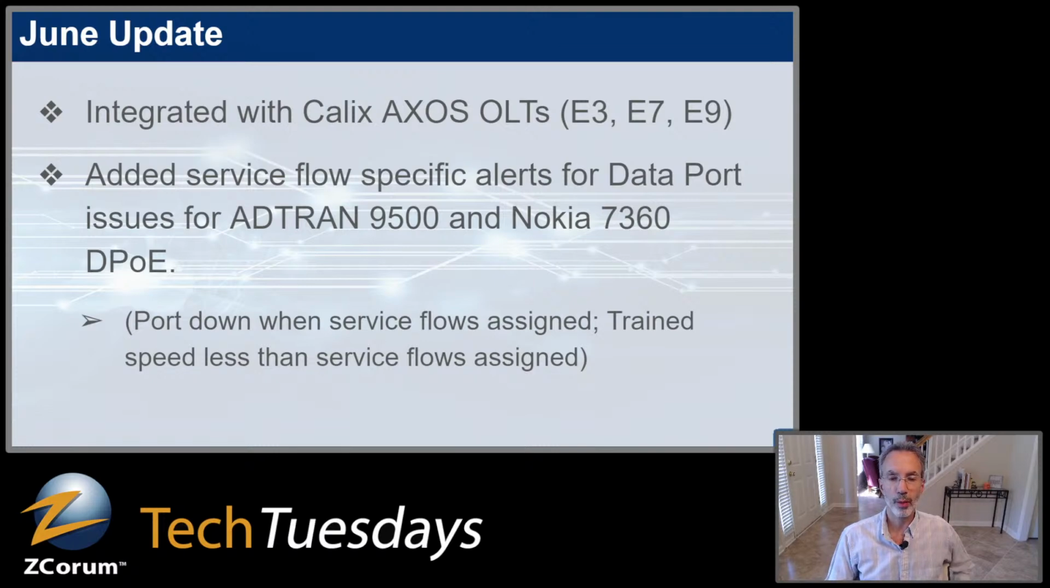It's just as we have been updating TruVizion to handle fiber equipment, we've recently added the Calix AXOS operating system, those OLTs for the E3, the E7, the E9. So that's new. We've had Calix like the E7 prior to that. So this is new for those of you that have this system. We also added, and again, this is all effective tomorrow, service flow specific alerts for data port issues for the Adtran 9500 and the Nokia 7360 DPoE. Those are two fairly new platforms that we're supporting.